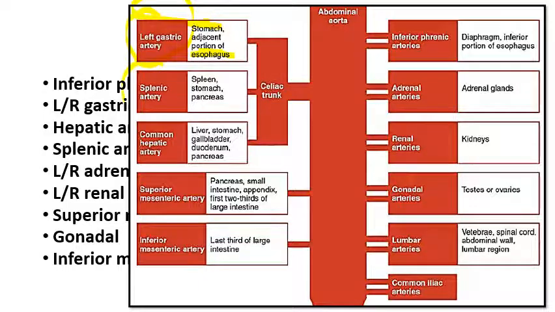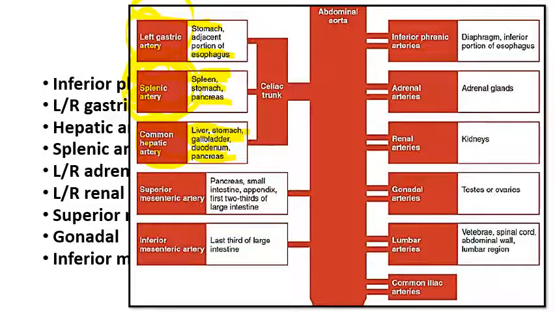Okay, so the splenic artery, the name suggests that it's supplying blood to the spleen, when in fact it's supplying blood mostly to the spleen, but a little bit of blood to the stomach and a little bit to the pancreas as well. Okay, so the spleen, of course, is a filter that filters bacteria out of the blood and things like that. Okay, so the common hepatic artery supplies blood to the liver mostly, but it also supplies a little bit of blood to the stomach and the gallbladder and a little bit to the duodenum and a little bit to the pancreas.